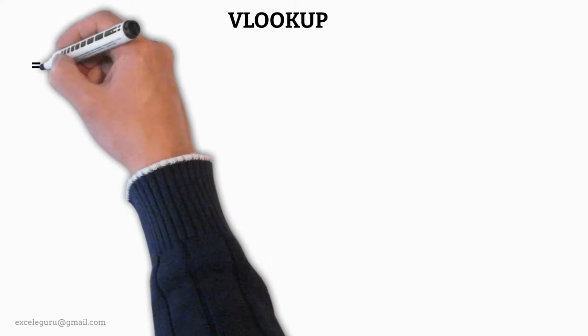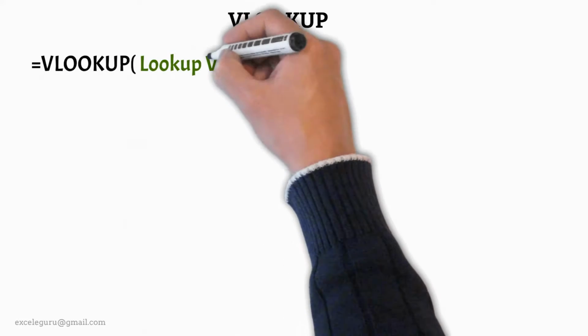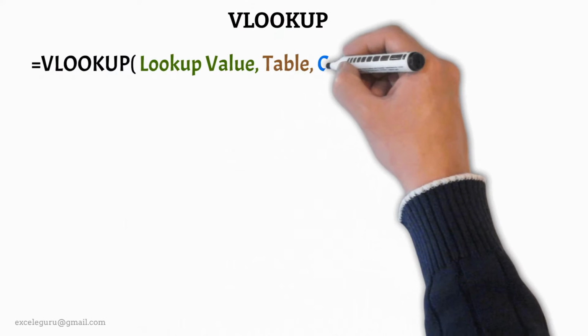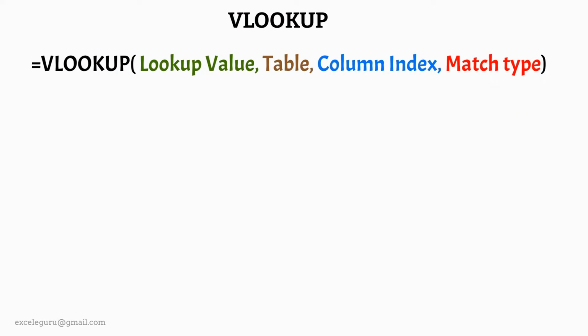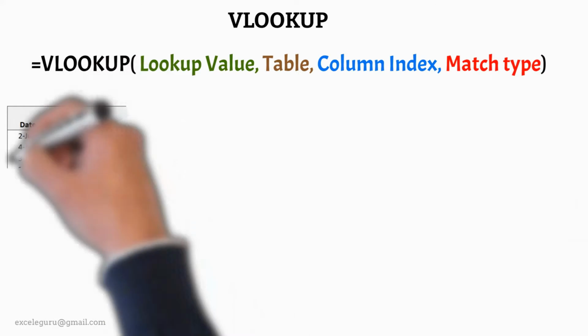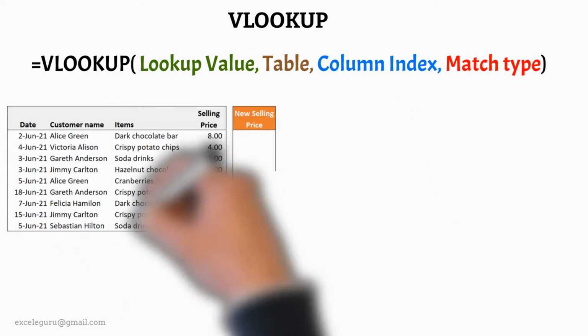Start the formula with equals Vlookup, open bracket, and then type the lookup values, which is the value we want to look for, followed by the range of table, then column index, and lastly, the match type. Let me explain each of the components of Vlookup formula.